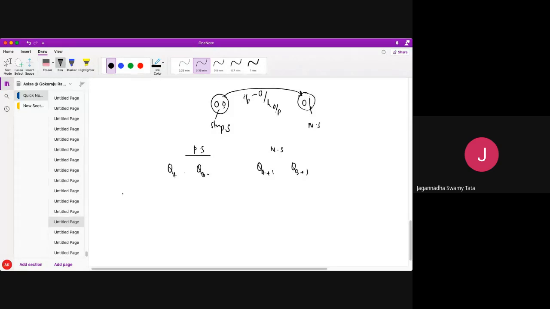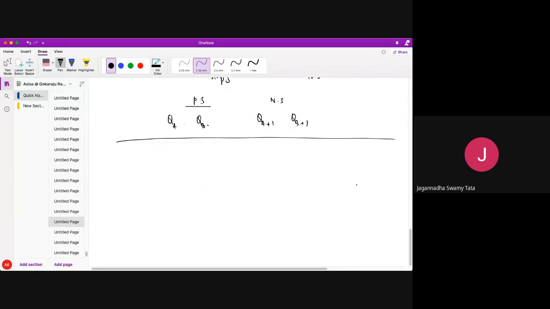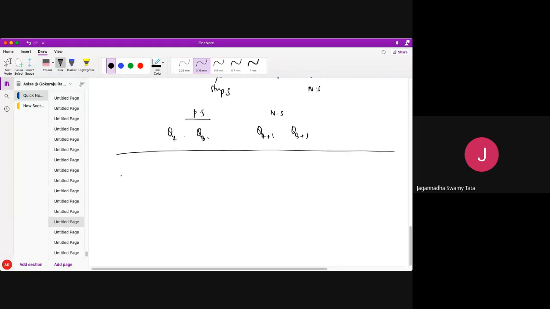Now I am going to draw the state table. Please check how I am doing it. My state table has, first of all, the present state. The present state has qa and qb. Next we have the next state. Tell me, the next state depends upon what? Actually the next state depends upon the input.